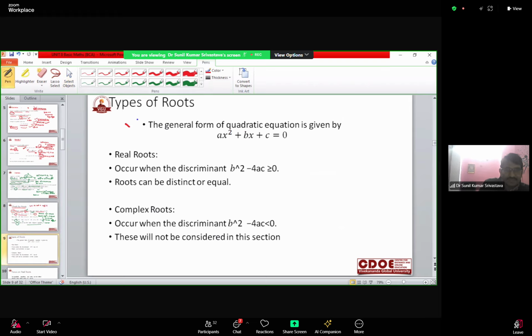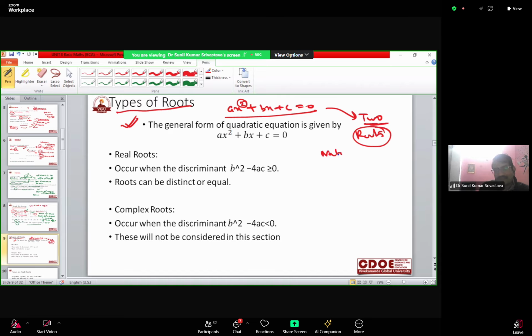Now, next, types of roots. We have just found out that a quadratic equation has degree 2. This is the general form of the quadratic equation, and the general degree is 2 here. So it has 2 roots. A quadratic equation of degree 2 has 2 roots. So we have to know the nature of these roots. The nature of the roots falls in 3 categories.